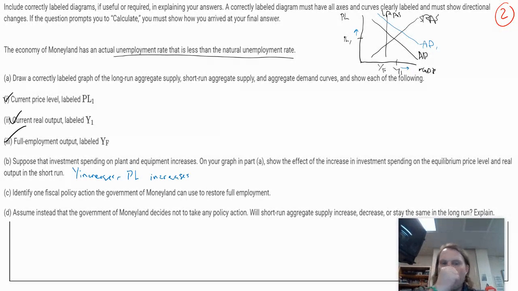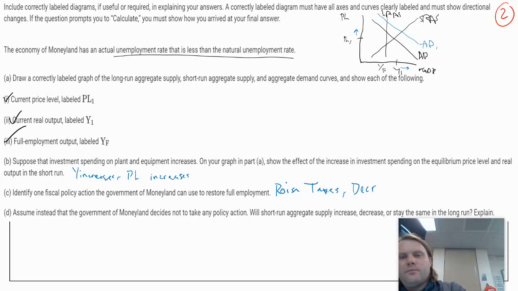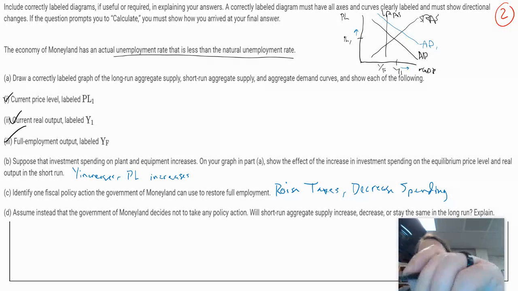All right. What's one fiscal policy the government can do to restore full employment? Well, they've only got two options. They can raise taxes or decrease spending. That's all they can do to restore full employment. Again, we're trying to go backwards, right? Oddly enough, the way we fix inflation, remember, is by taking money out of people's pockets, so we can raise taxes or decrease spending.